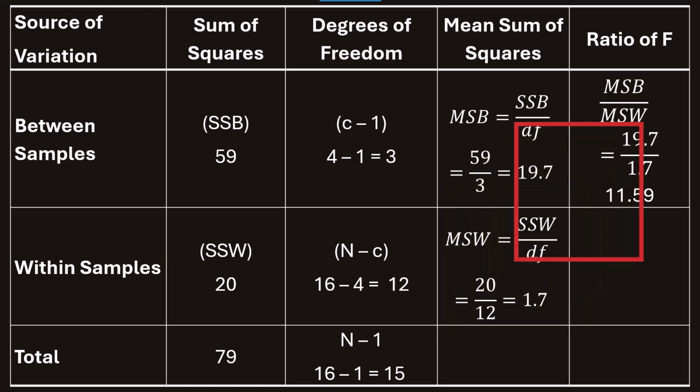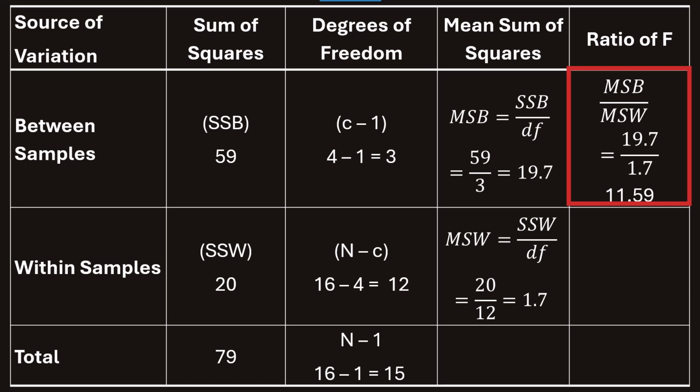In the last column, we calculated the F value. It is MSB divided by MSW. 19.7 divided by 1.7, 11.59. Now it is time to compare the calculated F value 11.59 with the table F value. For this, you must know the significance level. It is 0.05. It is given in the problem.